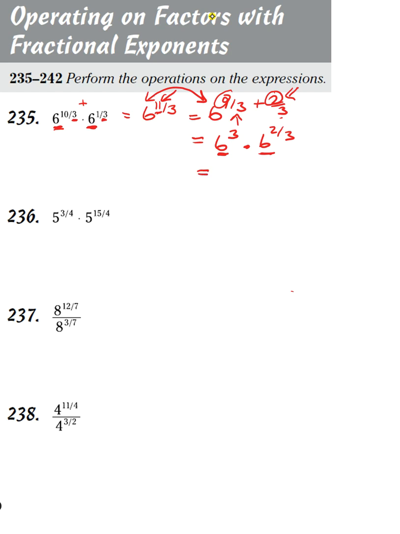So 6 cubed is 6 times 6 is squared is 36, and then times 6 would be 216. Alright, so 6 cubed is 216, and then we have 6 to the 2/3. And the thing when you're doing fractional exponents, the way I always remember it is the denominator goes outside the radical and the numerator goes inside the radical.